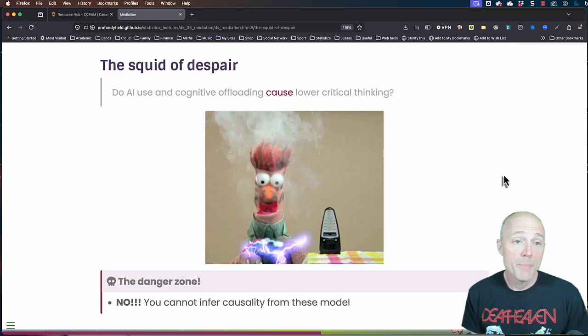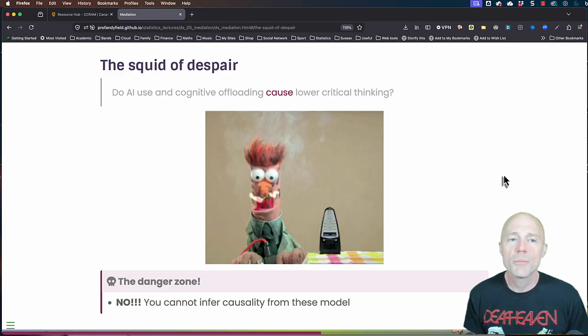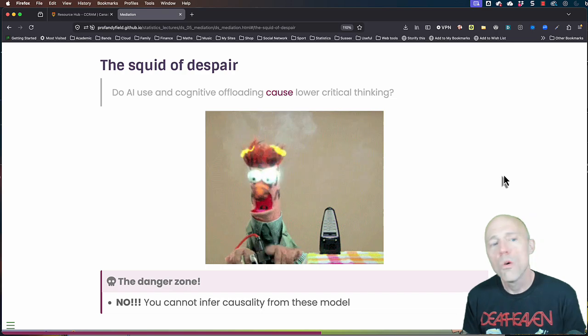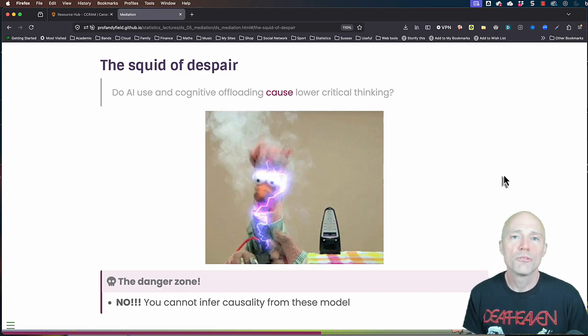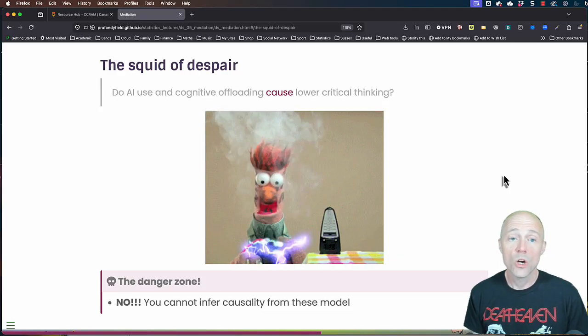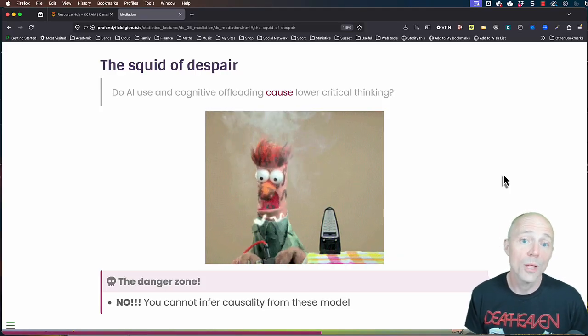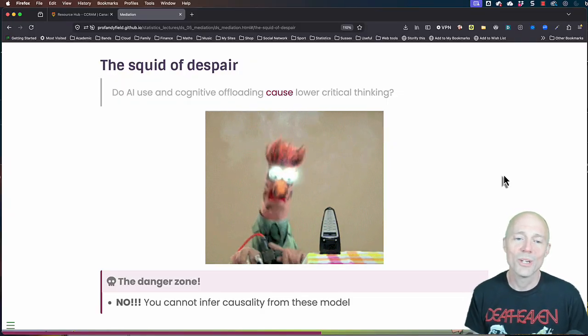One really important thing to bear in mind when you do mediation analysis is, even though I've talked about the effect of the predictor on the outcome, we can't infer causality from a mediation analysis. So if we ask the question, does AI use and cognitive offloading cause lower critical thinking? The answer is no. We simply don't know whether they cause it or not.